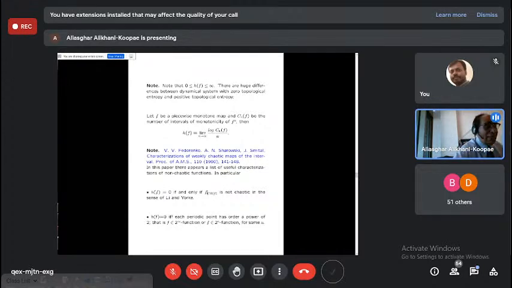The next one: Fedorenko, Sharkovsky, and Smital have given a characterization of weakly chaotic maps of the interval, published in the Proceedings of the AMS. In that paper, they give lots of useful characterizations of non-chaotic functions. Of course, the moment we say non-chaotic, you have to pay attention. What do they mean by non-chaotic? In what sense do they mean non-chaotic?